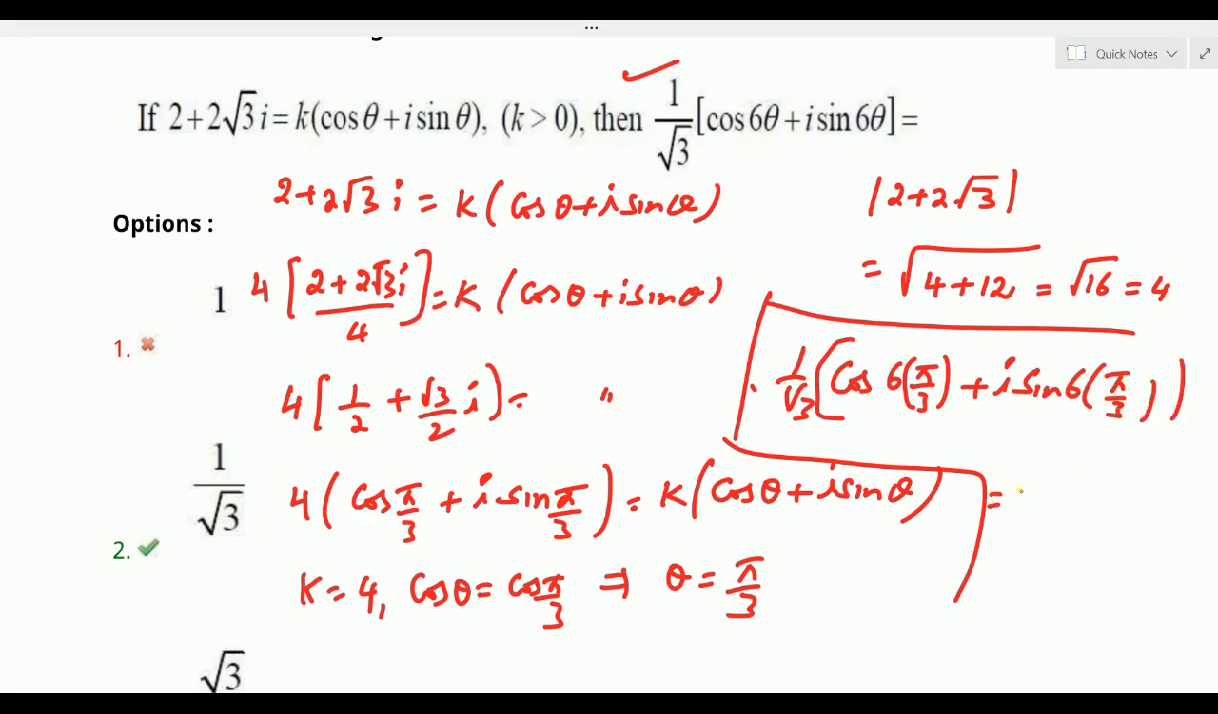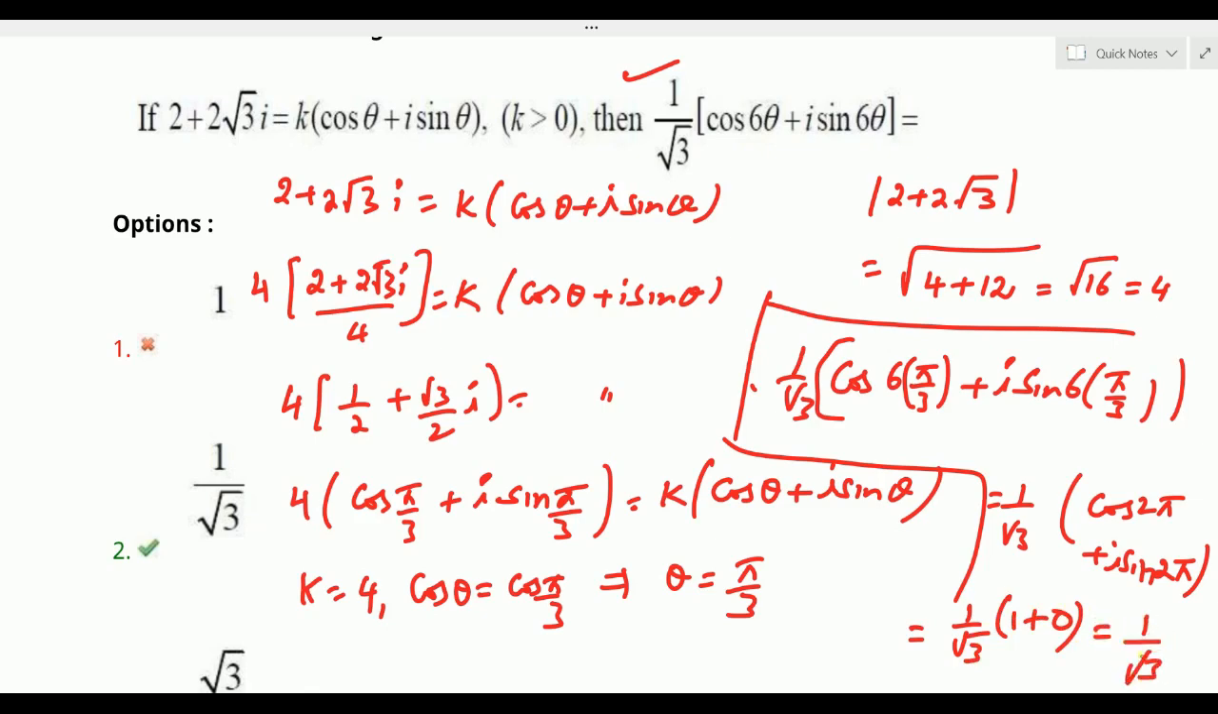Therefore this is 1 by root 3 of, 6 into pi by 3 is 2 pi, cos 2 pi plus i sin 2 pi. Do you know what is cos 2 pi value? Yes, cos 2 pi value is 1, sin 2 pi value is 0. Therefore this is 1 by root 3 of 1 plus 0 into i into 0. 1 by root 3 into 1 is 1 by root 3. That is only our required result. Easy calculation only. After comparison in the k cos theta plus i sin theta formula, we have to find theta. What did he ask here? He asked 1 by root 3 into cos 6 theta plus i sin 6 theta. We found its result, that is 1 by root 3. That is option number 2. Right? Clear? Now look forward to the next question.